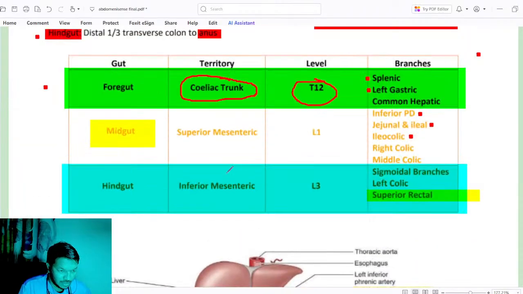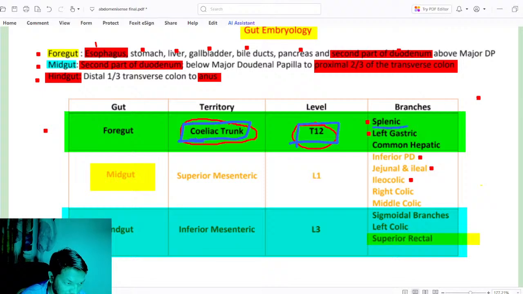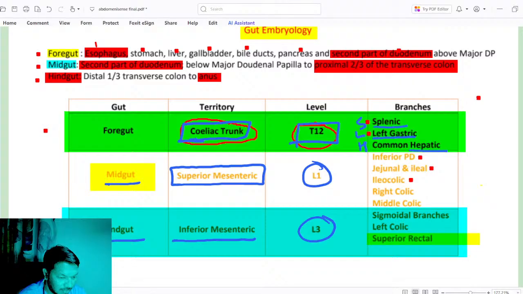Foregut, midgut and hindgut. Foregut gets supply from which blood vessel? Celiac trunk, origin vertebral level T12. What are the branches of the celiac trunk? Left gastric, common hepatic and splenic. Then midgut gets supply from SMA, vertebral level L1, and hindgut from inferior mesenteric, vertebral level L3.